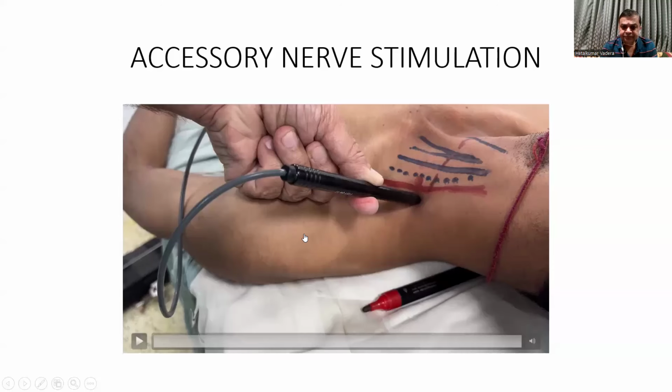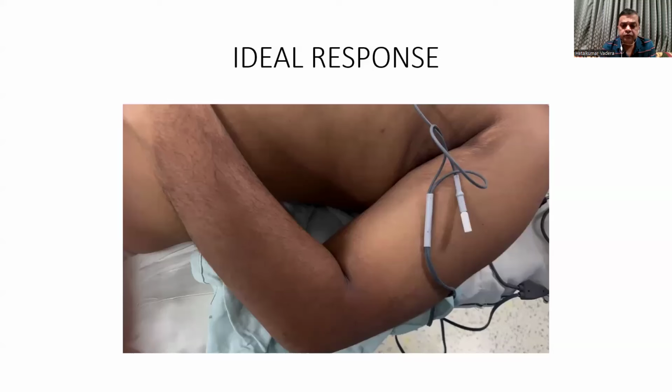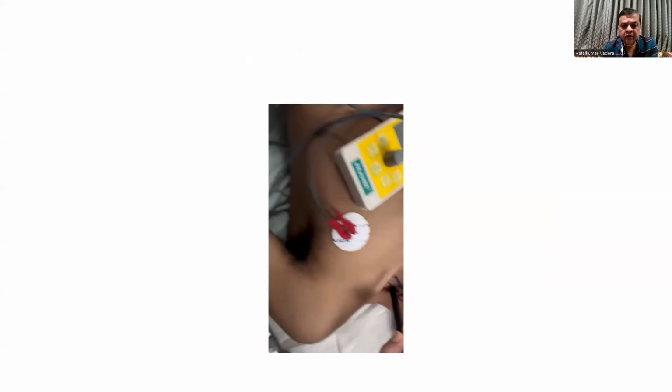So this is the ideal response where you will see the contraction of the biceps muscle or triceps muscle. This is a good response, and I will start with 1 milliamp current, and I will reduce to 0.5 milliamp. I will go up to 0.2 milliamp. If I'm getting the response at 0.2 milliamp, there are chances that I'm intraneural. So I will withdraw the needle and then try to get the response at 0.3 to 0.5 milliamp, and then I will inject 15 to 20 ml of LA.